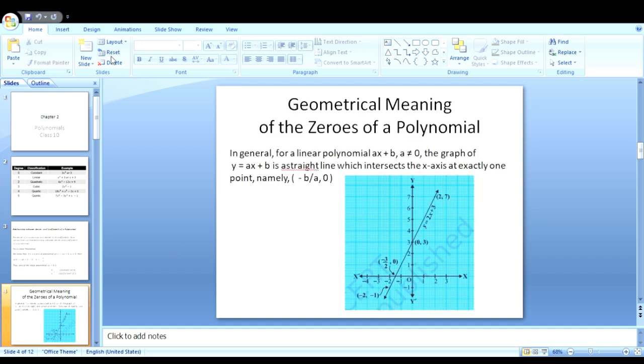So now here we have the geometric meaning of the zeros of a polynomial. The first one is a linear polynomial, which is given by y is equal to ax plus b. When you give values for x, you will get the corresponding value of y. When these points are represented on the graph, you can see that the points lie on a straight line. When you join them, you get a straight line, and this is an indication that it's a linear polynomial. So always in a linear polynomial, you will get a straight line.